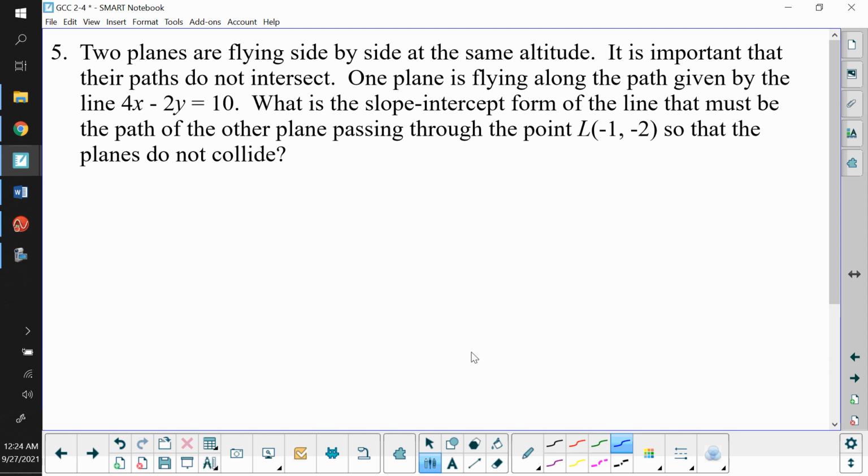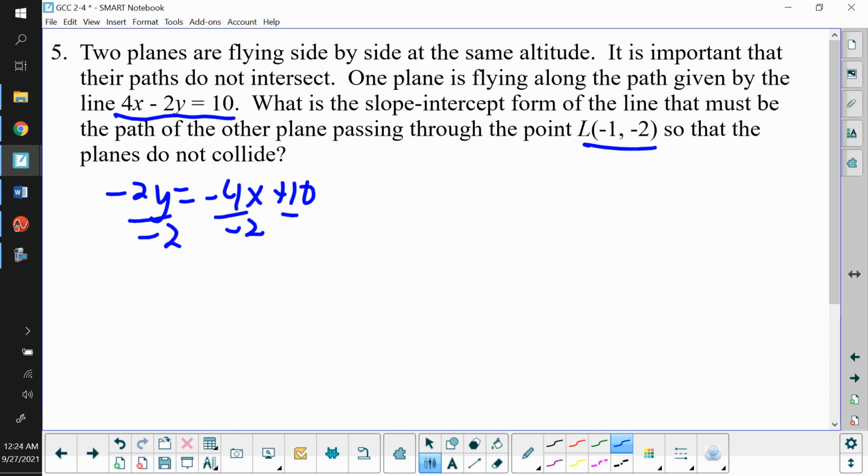So we've got a word problem here, but the main idea is this is the one plane's equation. We want it to be parallel because we want them to not intersect, and it's got to pass through that point. So let's subtract the 4x over, and we'll get negative 2y equals minus 4x plus 10. We'll divide everything by negative 2. And we'll get y equals 2x minus 5.